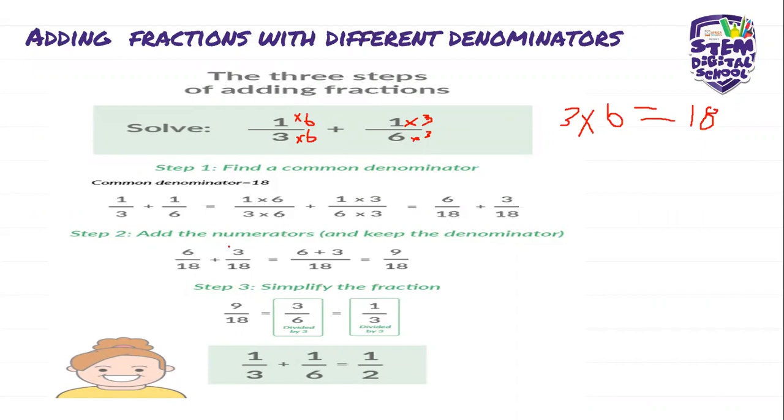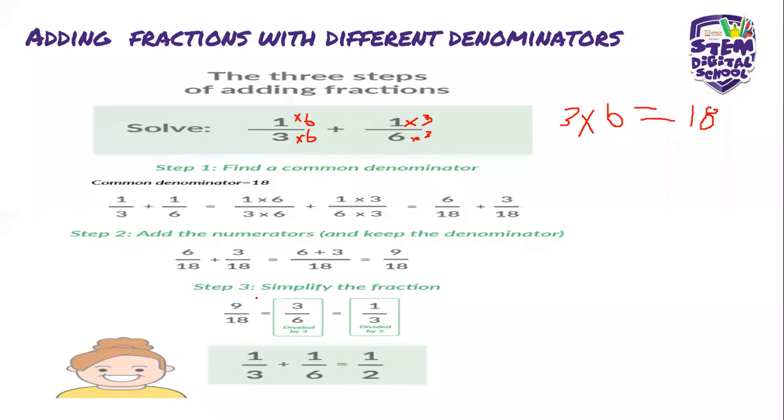Right? 1 times 6 is what? 6. 3 times 6 is 18. 1 times 3 is 3. 3 times 6 is 18. You add the two together. 6 plus 3 is 9 over 18. Final answer is 9 over 18.